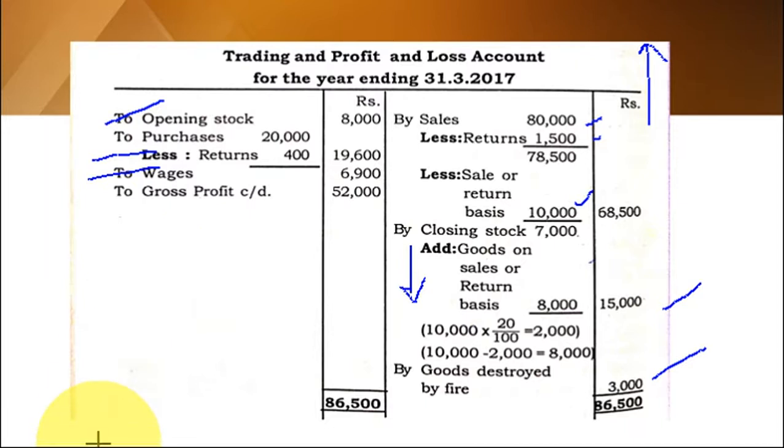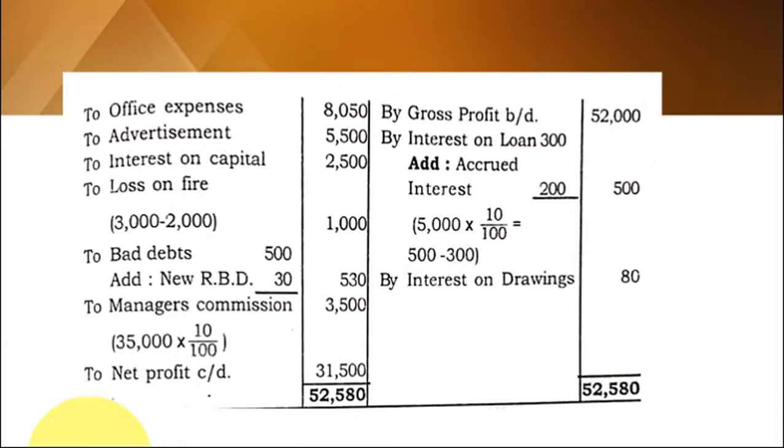Next. Profit and loss account will start. To office expenses, to advertisement, to interest on capital, to loss on fire. I told you 3,000 and 2,000 will appear in the profit and loss account. So together it will appear. 3,000 is a loss, 2,000 is a claim we are going to receive from the insurance company. So the actual loss on fire is 1,000. When there is fire, you have to pass this entry. You have to write loss on fire 1,000. Clear? So 3,000 and 2,000 appeared in the profit and loss account here.